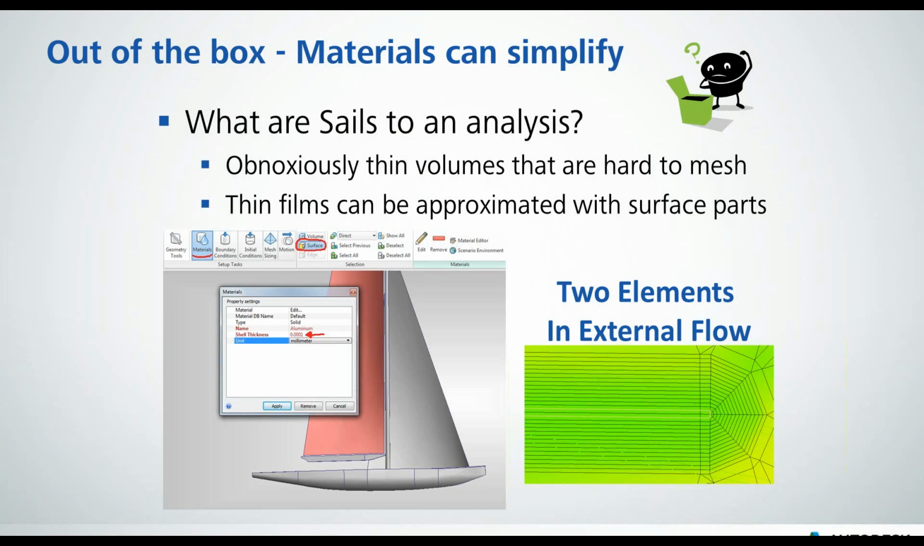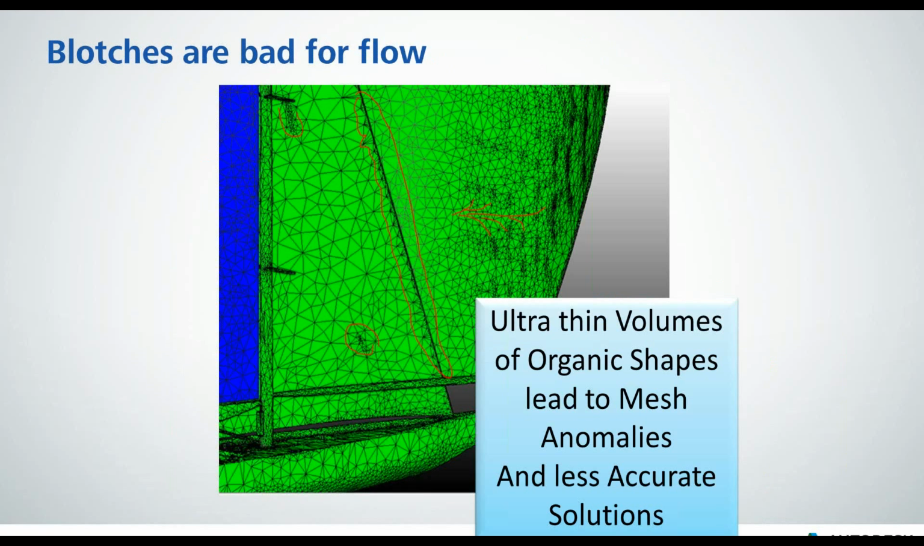All right. Now, I absolutely contrived this model to exaggerate what I've seen in the past. When you have very thin volumes, the mesher can sometimes start to clump, or what I call these blotches. And so I'm trying to highlight what these blotches look like, where out of nowhere you see a clustering of nodes. Like I said, I actually worked very hard to contrive this in this model. But with these ultra-thin volumes of organic shapes, anything shapely, you can see maybe some mesh anomalies, and you're going to have a less accurate solution. So the blotches are bad for flow. If you see that, you probably want to correct it.